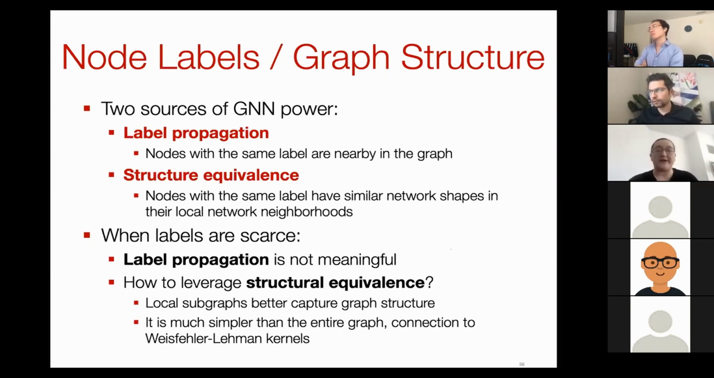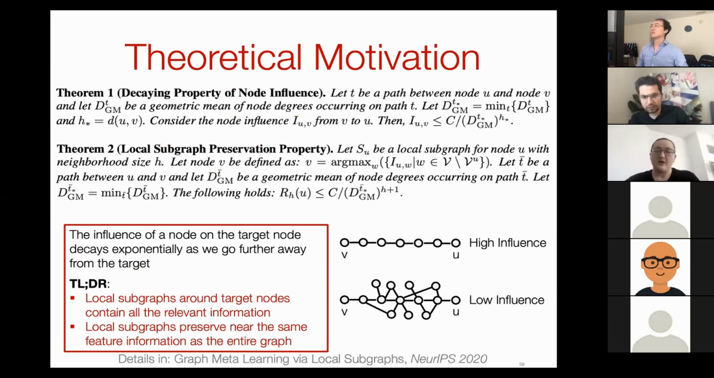Instead, we can leverage structural equivalence and rely more heavily on it at that point in time. In such settings, local subgraphs allow us to do exactly that, because they allow us to explore the structure, the network shape that exists in the enclosing subgraph of a target node.